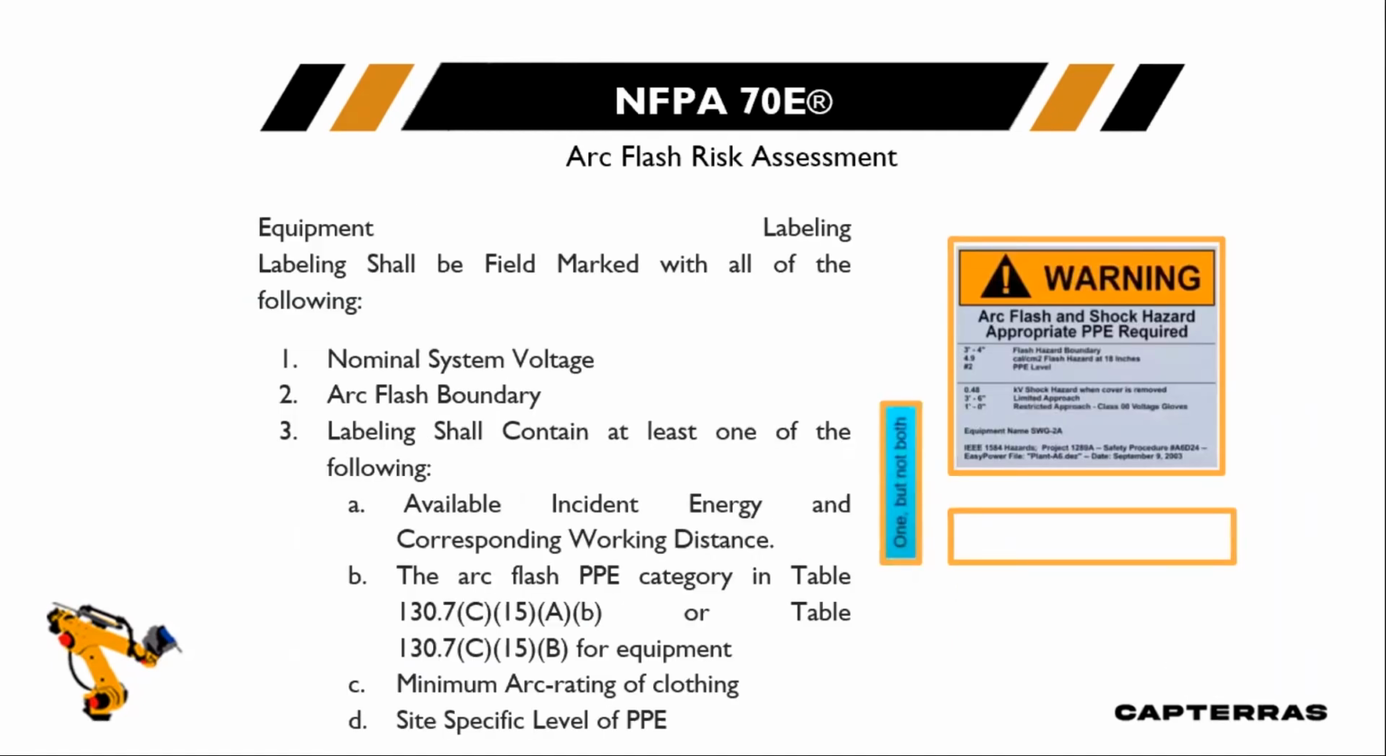In NFPA 70E, arc flash risk assessment equipment labeling should be marked with all of the following: nominal system voltage and arc flash boundary. Labeling should also contain at least one of the following, as an example: available incident energy and corresponding working distance, the arc flash PPE category in Table 130.7(C) or the table for equipment, minimum arc rating of clothing, and site-specific level of PPE.